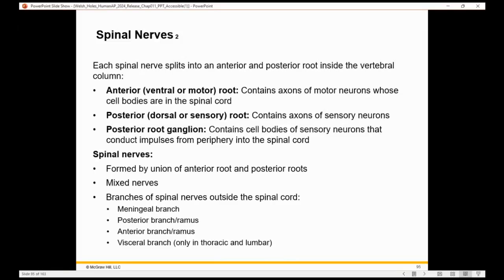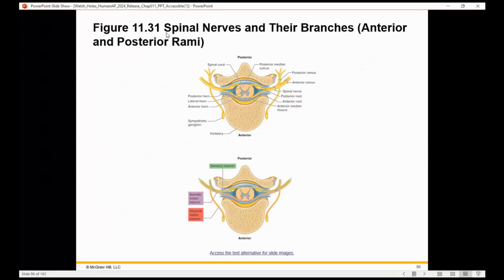These are mixed nerves. Branches of the spinal nerves outside the spinal cord include the meningeal branch, the posterior branch or ramus, the anterior branch or ramus, and the visceral branch, which is only in the thoracic and lumbar areas. This figure shows you the spinal nerves and their branches, anterior and posterior rami.